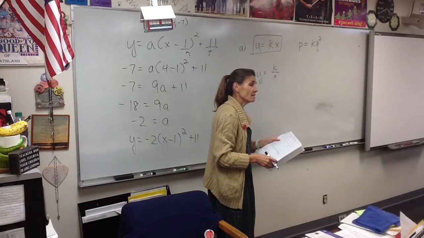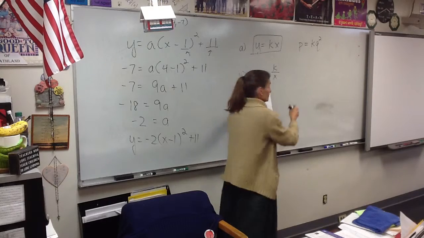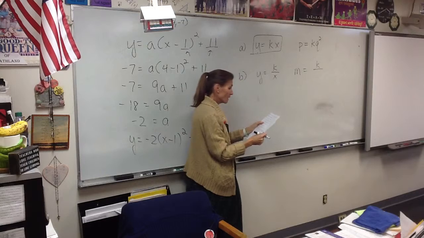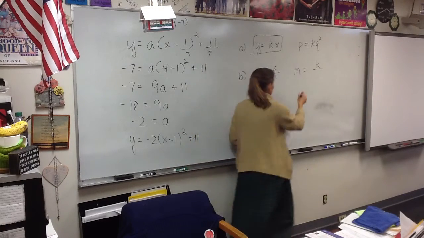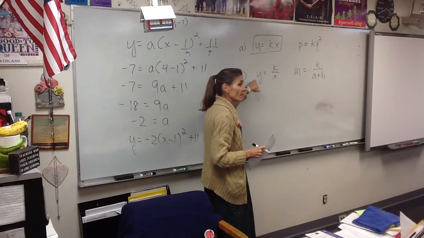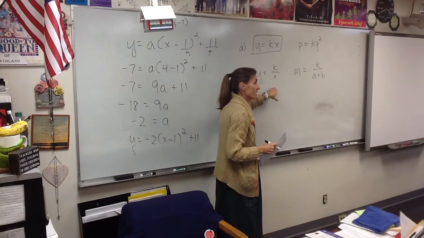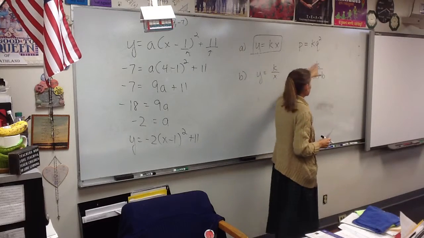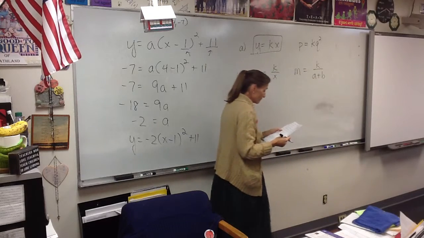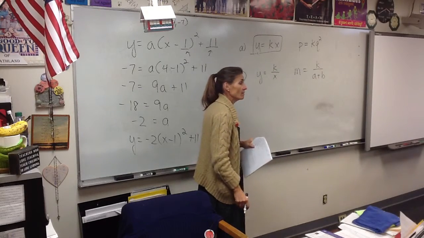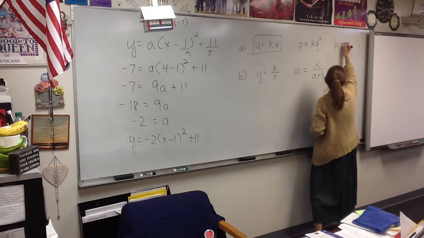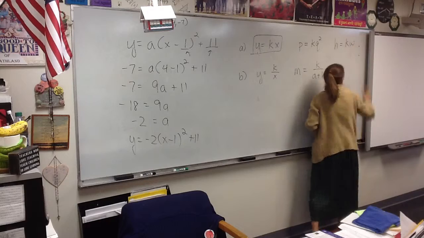M varies inversely. M varies inversely as what? The sum of A and B. Y varies inversely as X. M varies inversely as the sum of A and B. Height varies directly as weight.